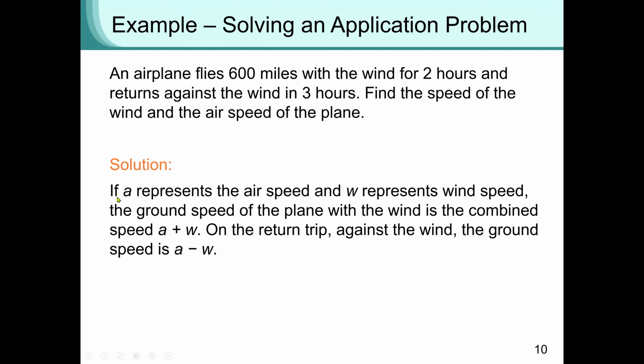So here we say let A represent the air speed. So we're using A as the air speed, and also W represents the wind speed, W. So we say the ground speed of the plane with the wind is the combined speed A plus W. But on the returning trip, the plane goes against the wind. So it will be A minus W, and that is 3 hours.